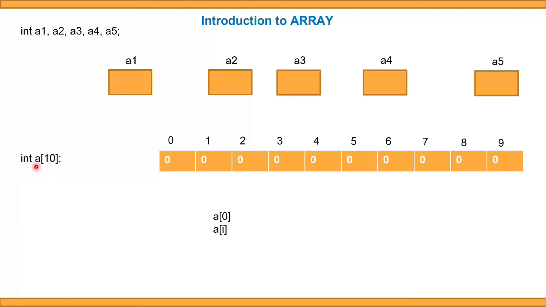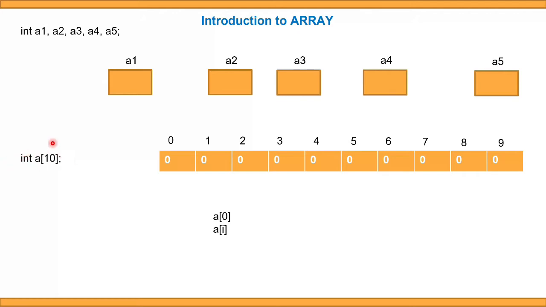This is the syntax of defining an array in C. Integer means the same data type, so each data item must be integer, and a is the name of the array, and the size of the array should be 10. So by this line, I am defining a collection of integer data items, and the size of the collection is 10.